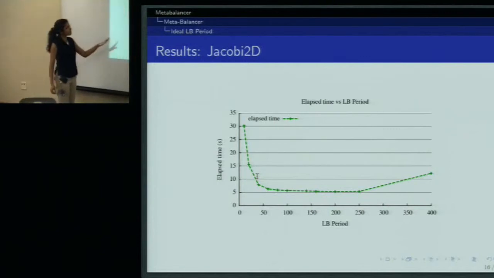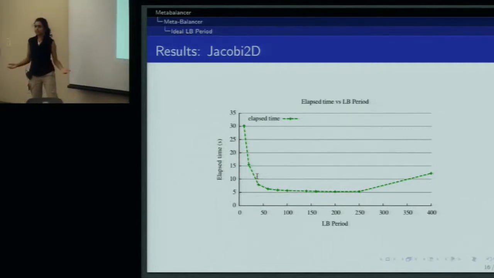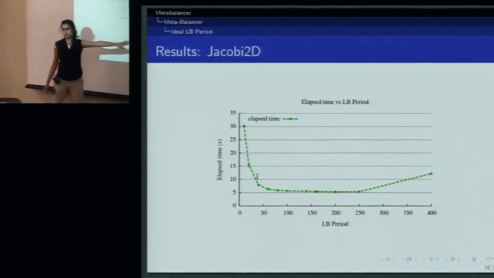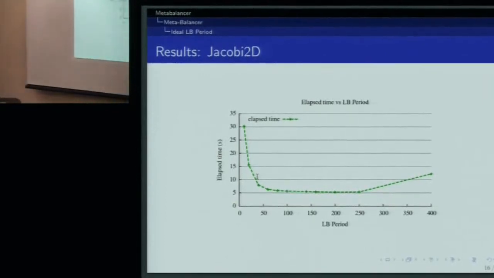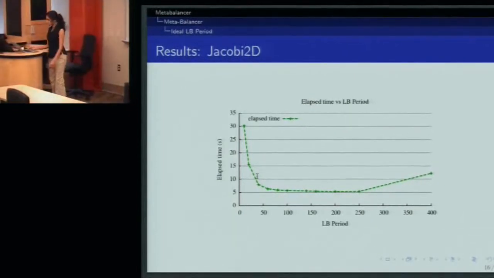The other thing to note is that if we do the load balancing too frequently, it incurs a lot of overhead due to load balancing, and the benefit of doing load balancing is offset by the LB cost. But if we don't do load balancing at all, then we lose out on performance because of the imbalance in the system.